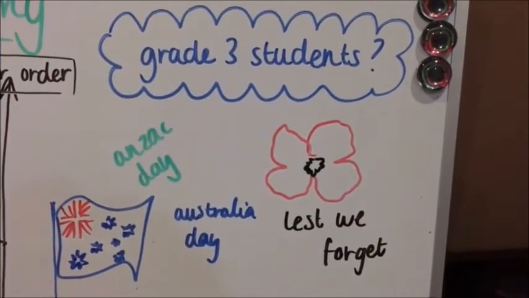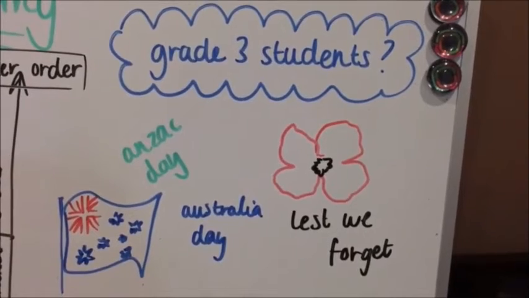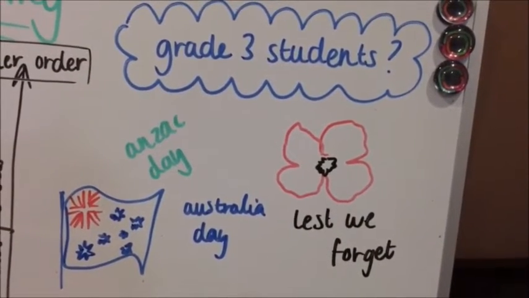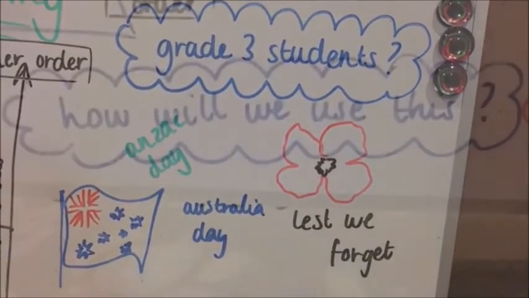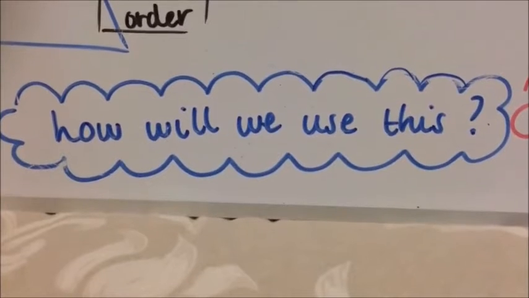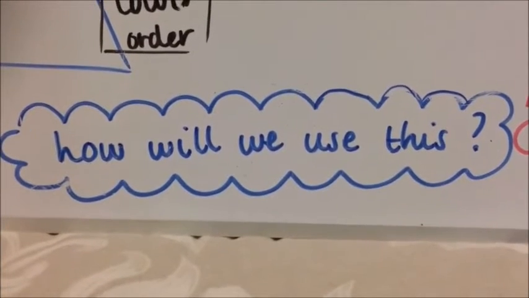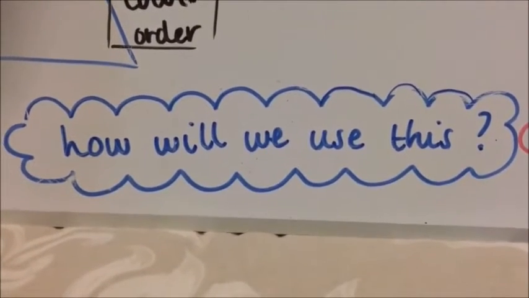For an example, let's look at Grade 3 students. Grade 3 students in Humanities will look at the days and weeks celebrated in Australia, including Australia Day, Anzac Day, and National Sorry Day, and the importance of the symbols. Now the question is, how will we use this theory in teaching Grade 3 students about Australia Day, Anzac Day, and National Sorry Day? Mainly focusing on Anzac Day.